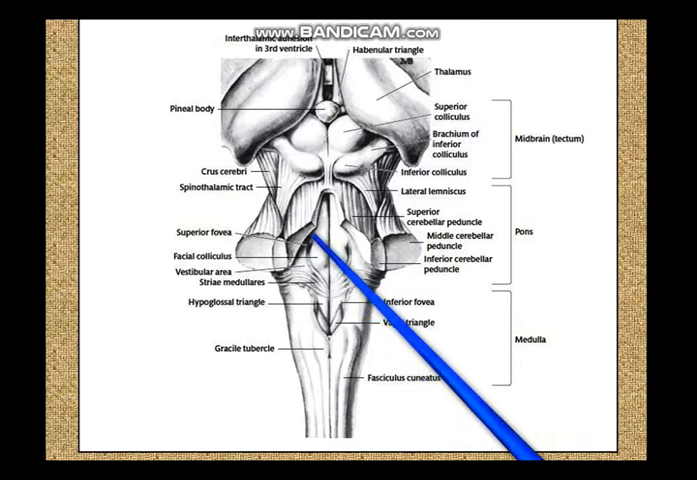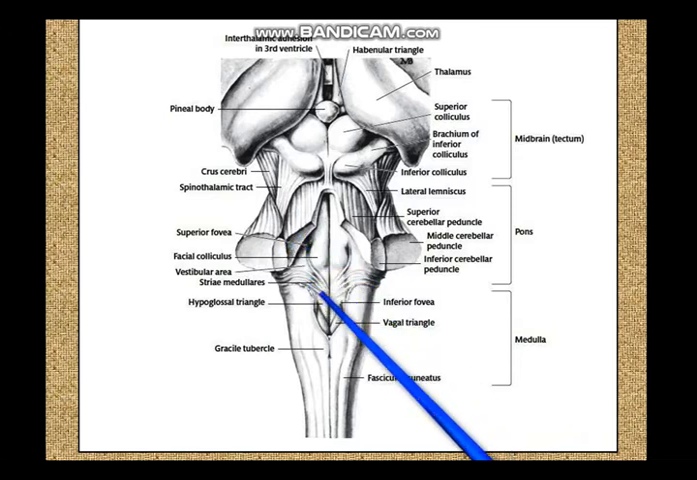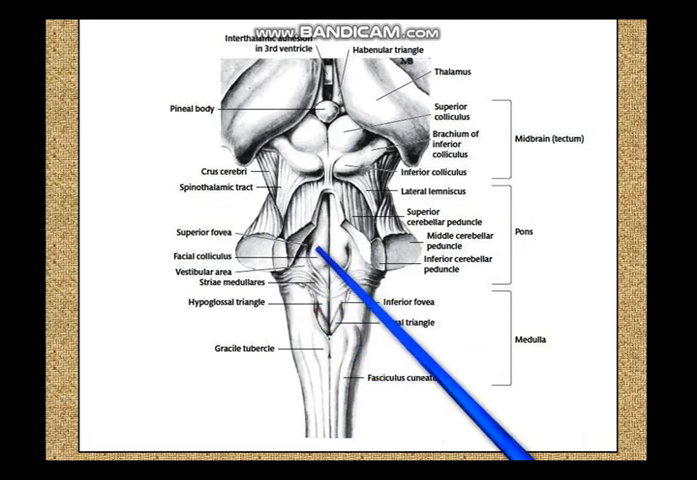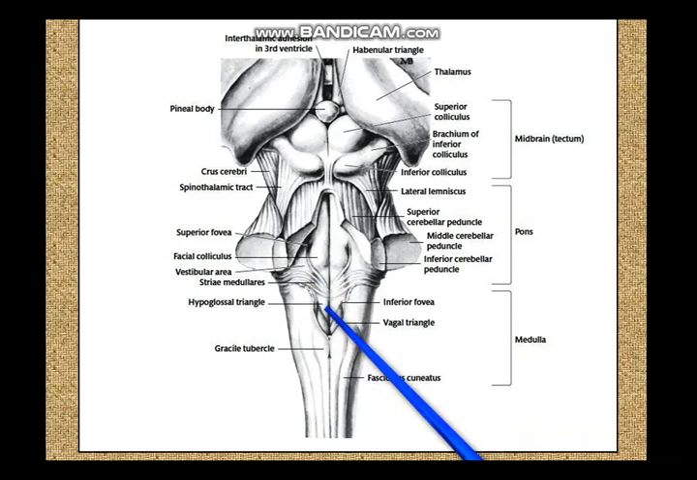So facial colliculus, locus ceruleus, and then you come down below in the medullary part, in between the median sulcus and the sulcus limitans you have the hypoglossal triangle. So facial colliculus above, hypoglossal triangle below, and at the level of the inferior fovea, just as medially you have the hypoglossal triangle, laterally you have the vagal triangle. So vagal triangle laterally, hypoglossal triangle medially, the hypoglossal triangle containing the nucleus of the hypoglossal nerve, and the vagal triangle containing the dorsal nucleus of the vagus.